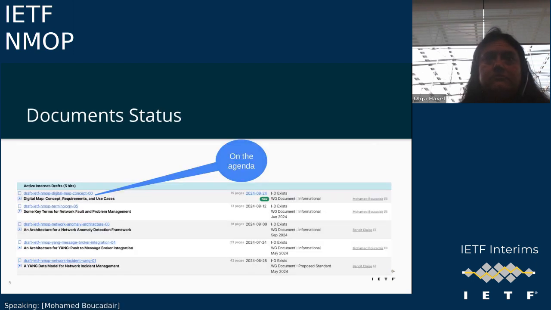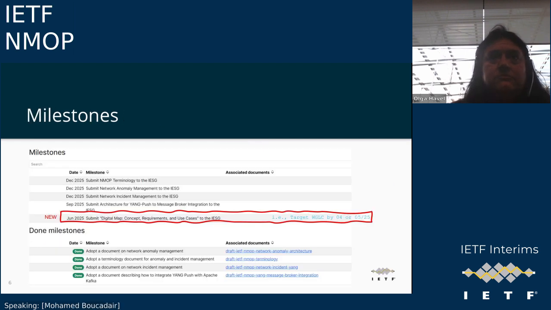So just a quick update on the document status. So far we have 5 documents, with the one about the digital map, which was recently adopted by the working group. We'll have more details on that during the session. Also, this is the status of the current milestones. We are closely following the milestones for the working group, and we added a new one for the digital map. The target is to submit it to the ISG by June next year. That means that we will be targeting a working group last call on the requirements and the definition by April or May if we can.